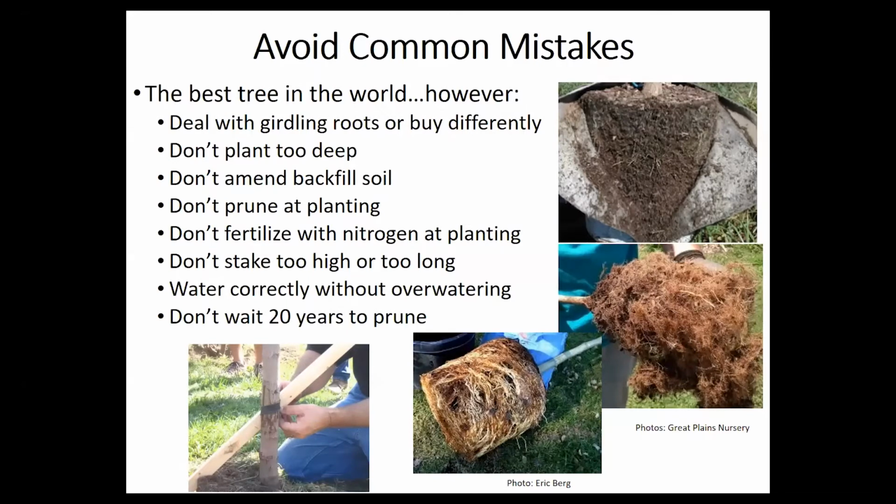Don't prune at planting. There's lots of stored food in those branches. Those branches are going to produce leaves for photosynthesis, and all those things are needed for that tree to get established, as well as overcome some transplanting shock. So if you have a broken branch or a dead branch, it's okay to prune those off. Maybe a double leader, but even double leaders you might leave for a year, but don't leave them too long. As a general rule, we say don't fertilize with nitrogen at planting.